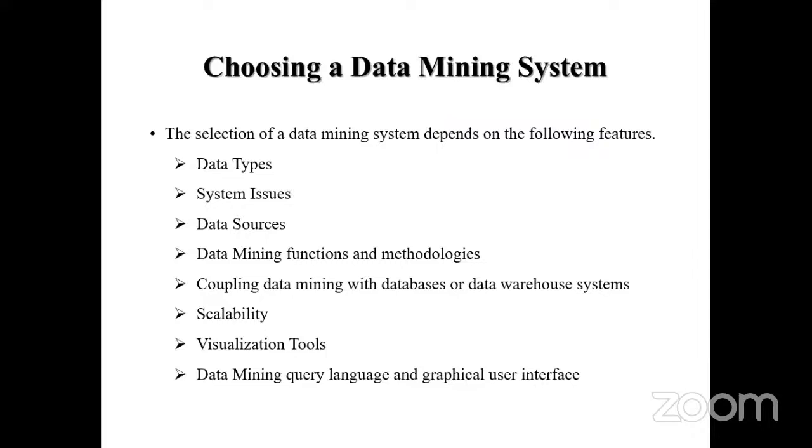So how to choose a data mining system? It depends upon our data types. How we are going to analyze the data mainly depends on the input data type, whether it is text data or image data. Also there are system issues, that is, the system's ability to analyze the data that we are going to analyze, and the data source. What sources do we have, what methodologies are used, and finally we get the output. That output will match the data sources. And also tools and scalability analysis are considered in choosing a data mining system.